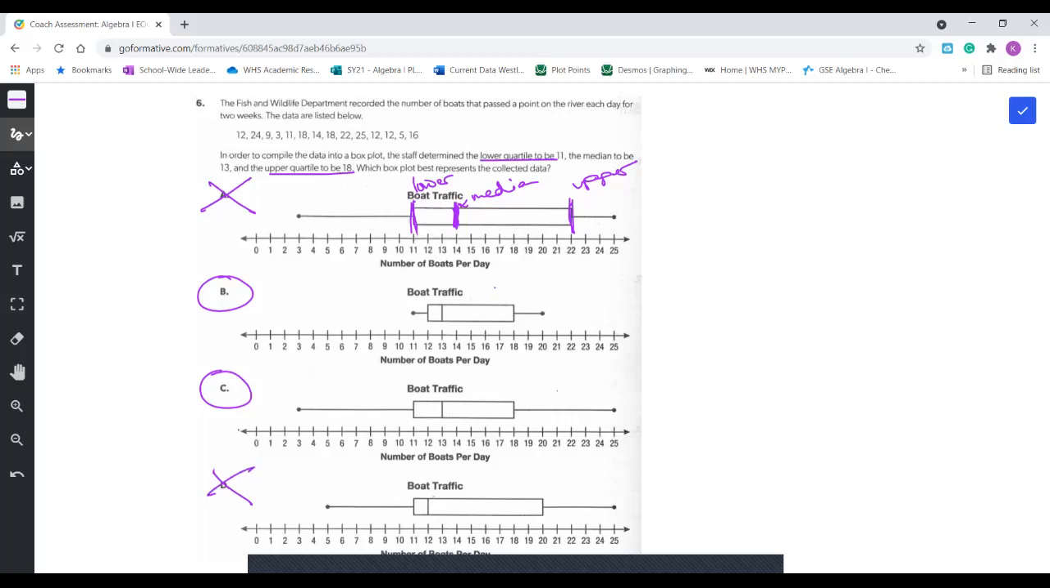Can't be it. So now I'm looking for the lower quartile to be at 11. All right, this lower quartile is at 12. That can't be the answer. So let's see if C checks out, pans out all the way, okay? Lower quartile is 11, check. Median is at 13, we already know that. And the upper quartile is at 18, yes. C pans out, okay? C pans out.